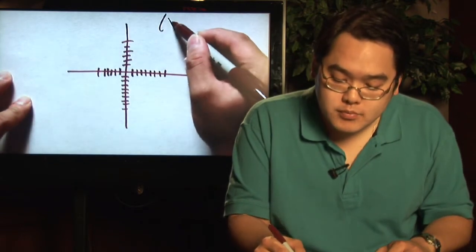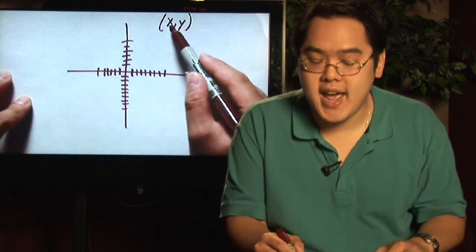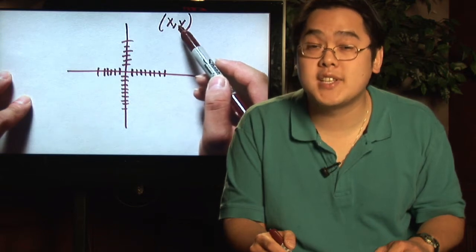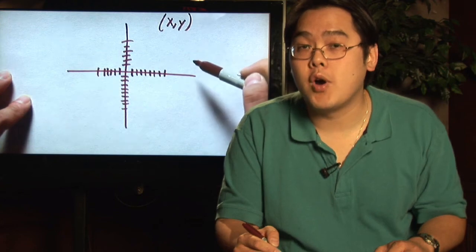First of all, make sure that you know what the two numbers are in front of you. You have an x coordinate and you have a y coordinate. The x coordinate tells you whether to go right or left. It's the horizontal coordinate. The y is your vertical. It tells you whether to go up or down.